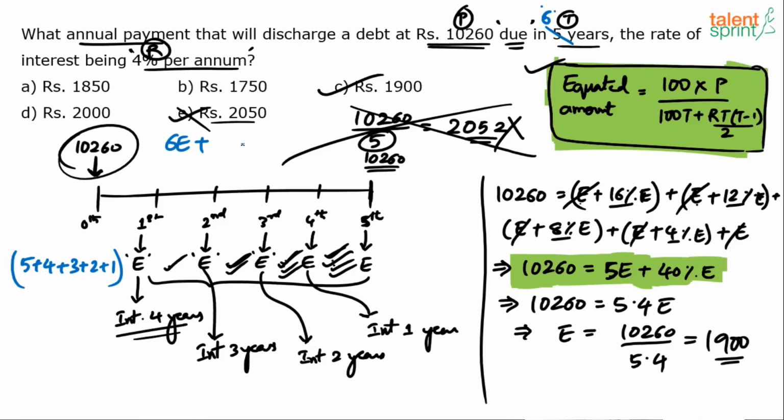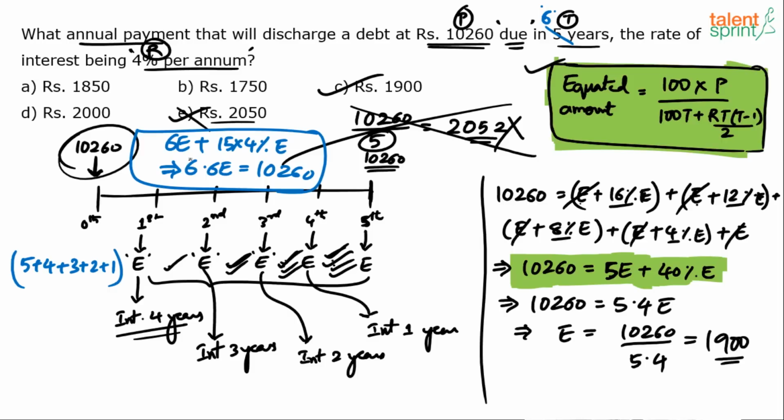15 into how much per year? 4% per year. 15 into 4% of E. 15 into 4 is 60. 60% of E. So 6E plus 60% of E will be equal to 6.6E. What is 6.6E? 6.6E is equal to the total principal amount, 10,260. That's it. So can you not do this calculation?